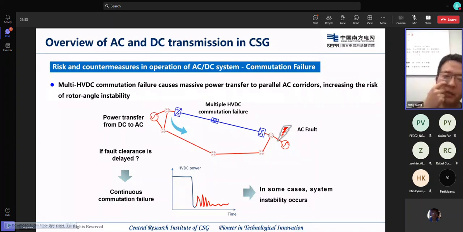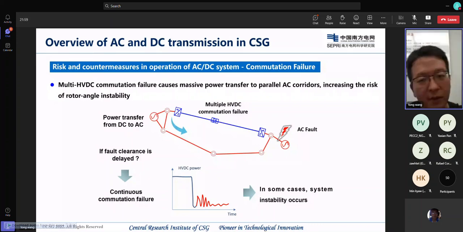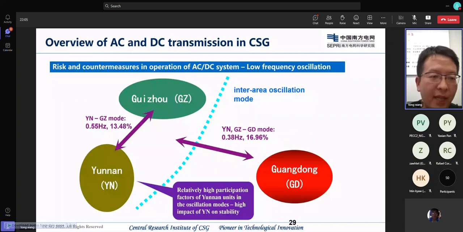Another issue for China Southern Power Grid is low frequency oscillation. In 2015, we still had only some HVDC lines from Yunnan and from Guizhou. Compared to the whole system, these lines are not strong, it's a weak interconnection, so it may cause inter-area oscillation.